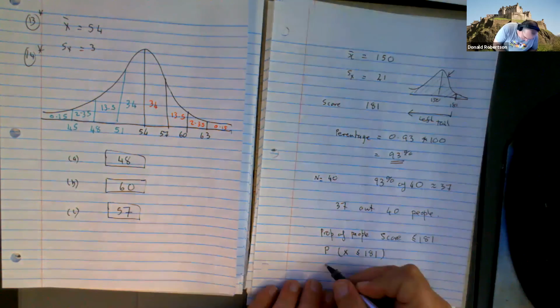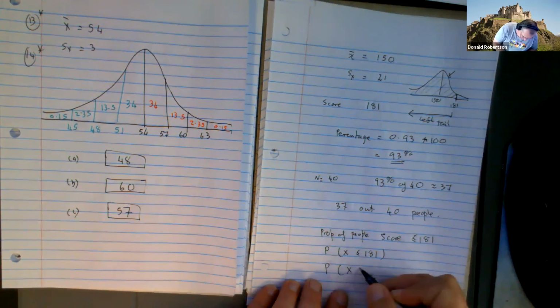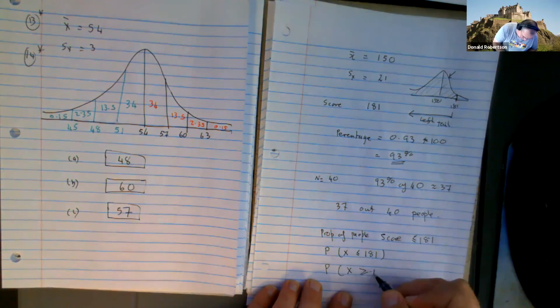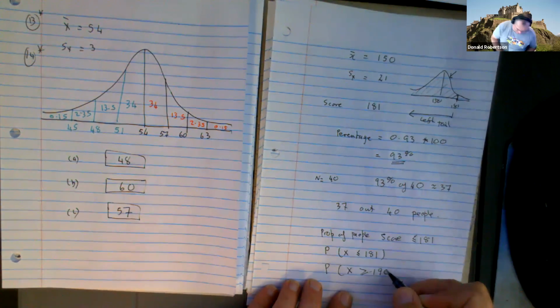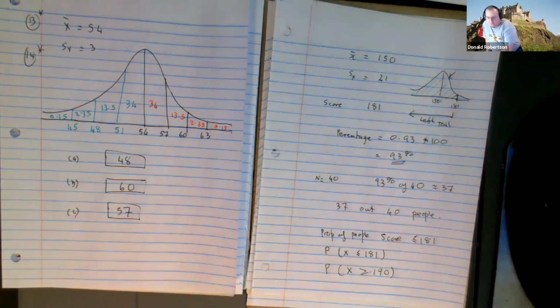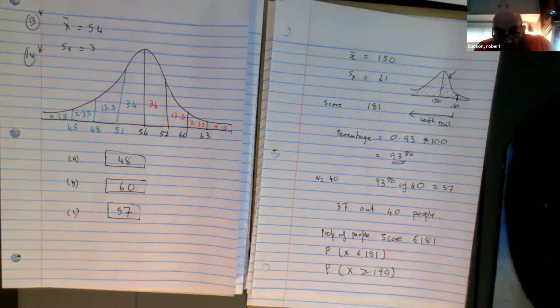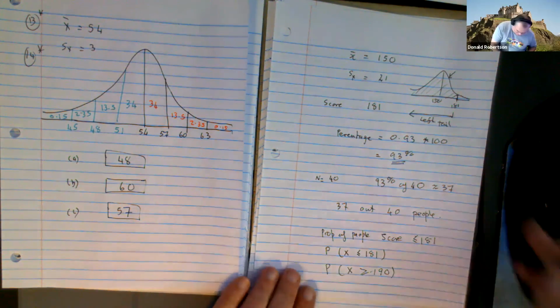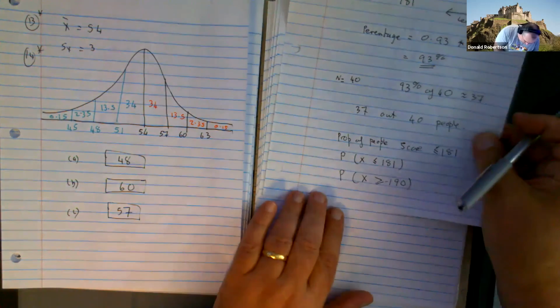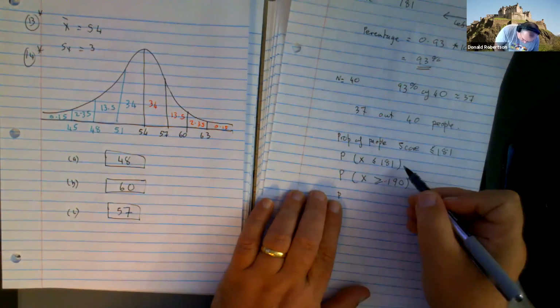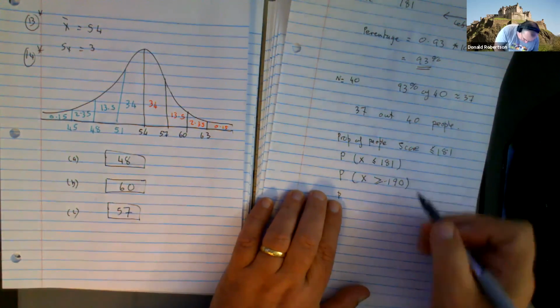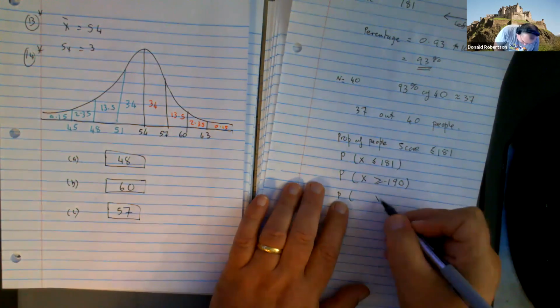What would this mean in English? What would that mean in English? The proportion is more than 190. Agreed. This is the ugliest of the three. I think most people are happy with less than 181, more than 190. This is the proportion one that gets people.